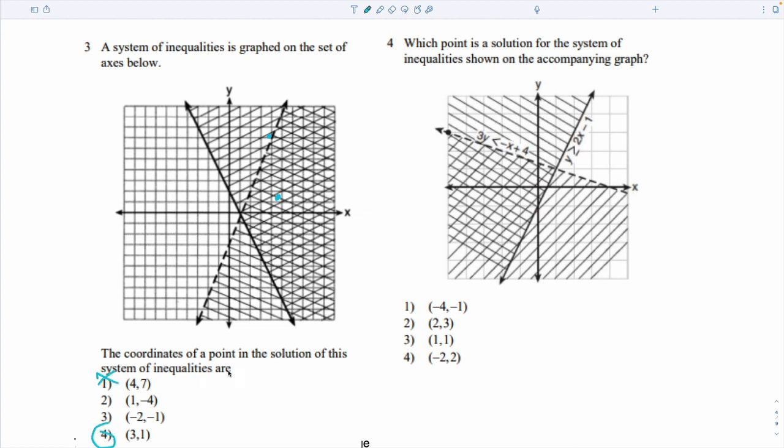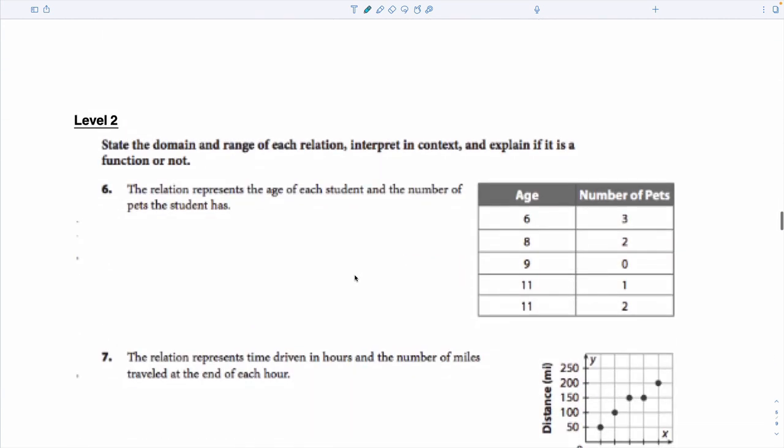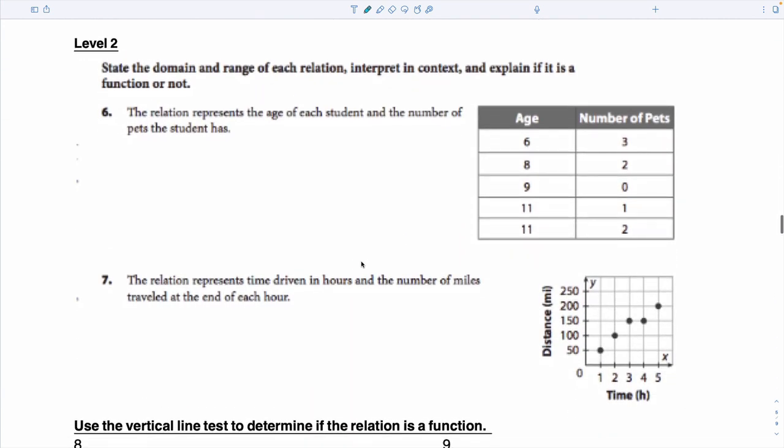And number 4, Sasha. Negative 4, negative 1 over 4 down 1. Right here. That works. Any questions on those problems? Okay, those are probably the quickest. Other quick ones are going to be level 2.